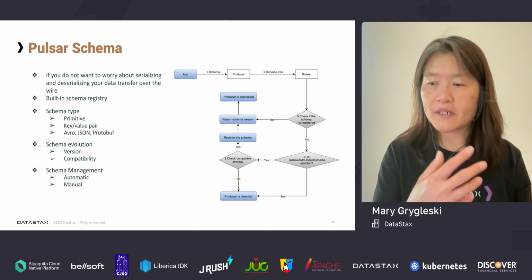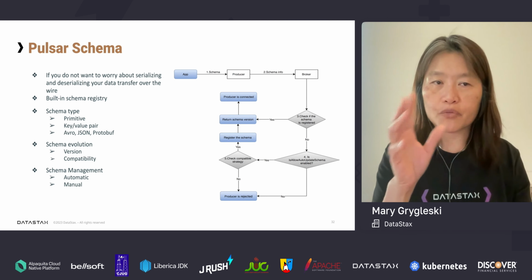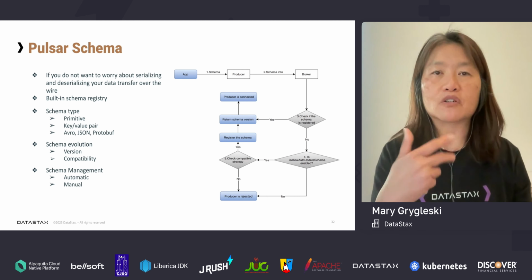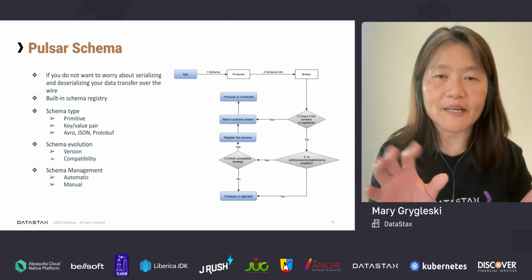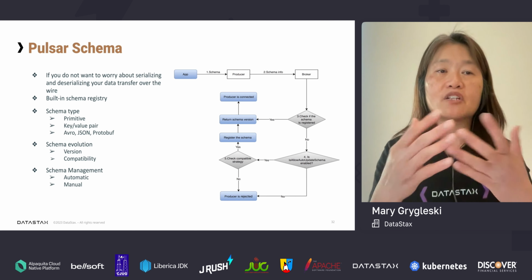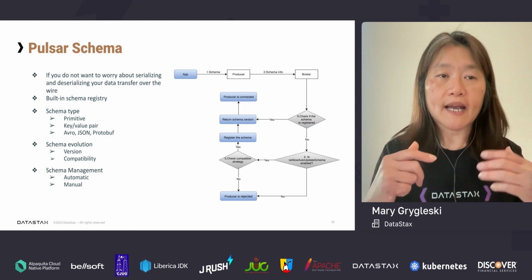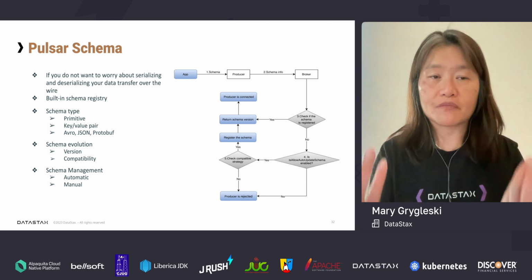As we know, we're dealing with event messaging. You have to go through the wire, serializing. If you don't do that, you have to essentially convert your messages into byte arrays. But you can use Pulsar schema, which also helps you keep track of the version changes of your schema.